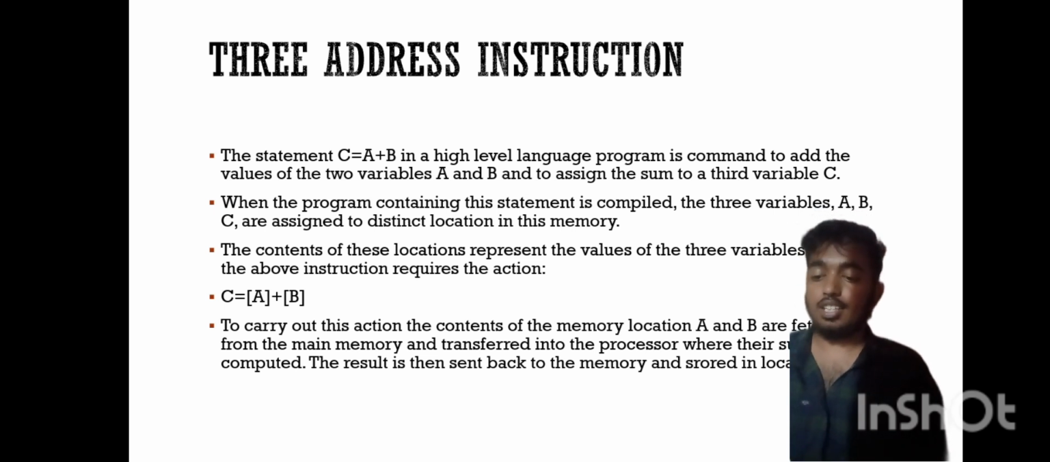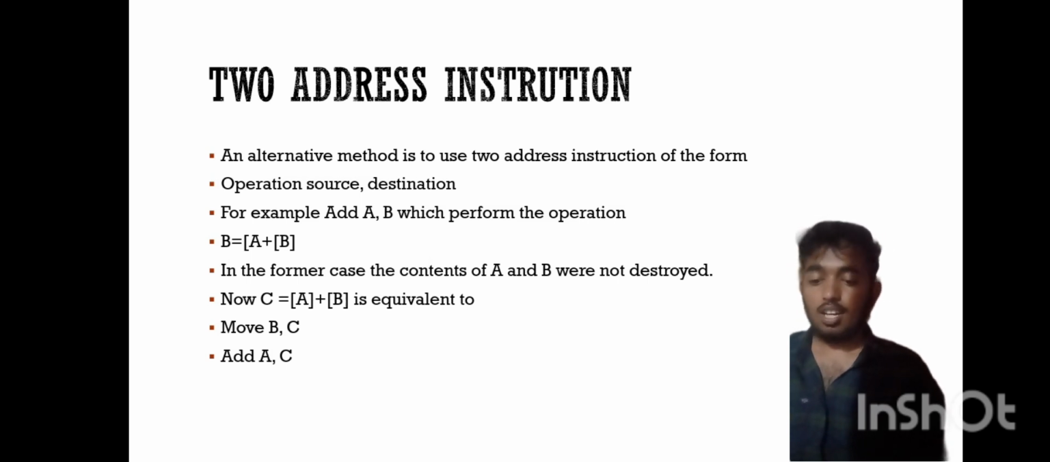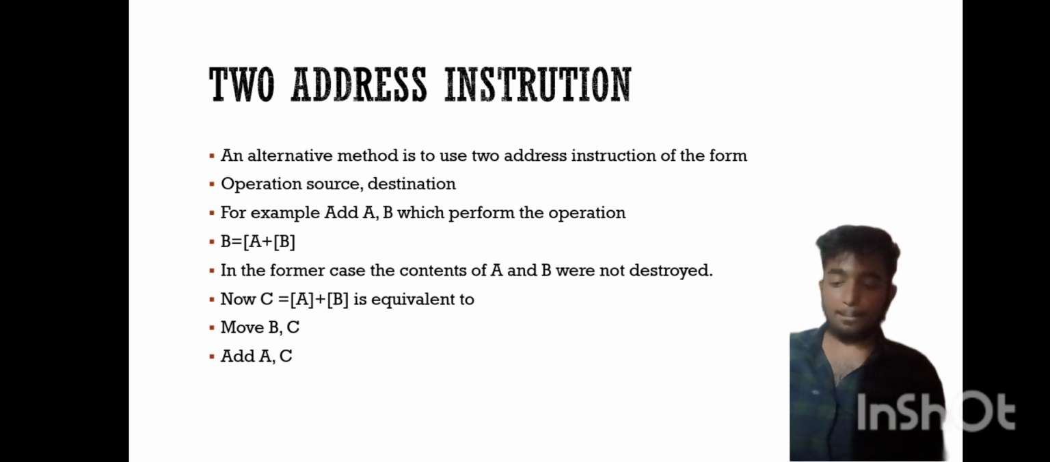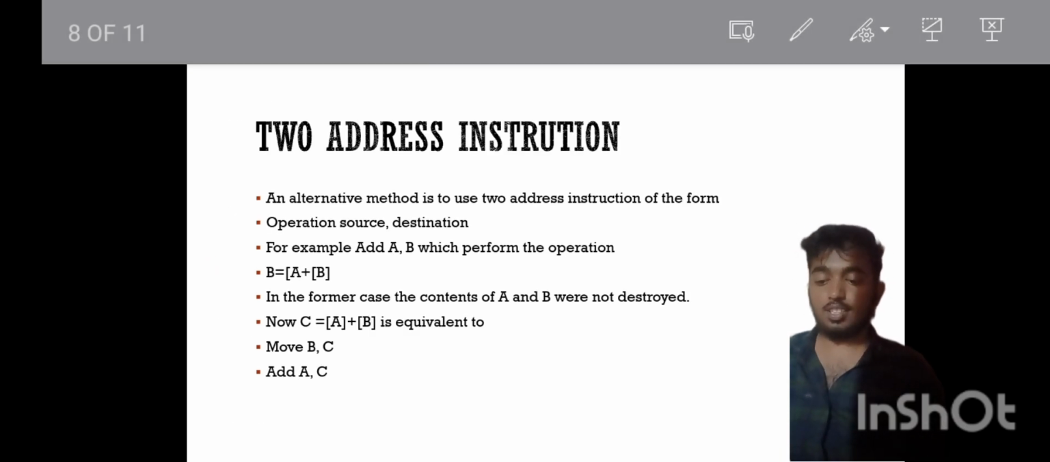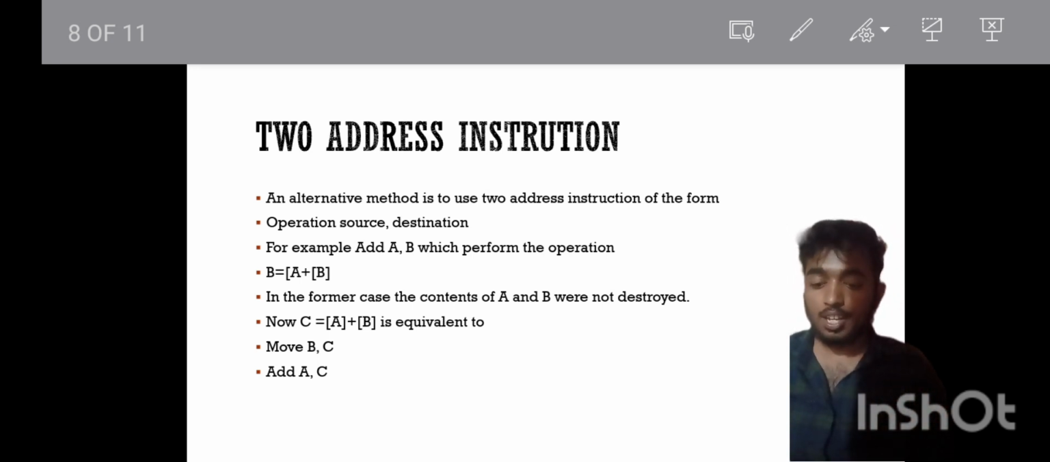The next slide is two address instructions. In two address instructions, the form is operation, source, destination. An alternative method is to use two address instructions of the form operation source, destination. For example, add A comma B performs the operation B equals [A] plus [B]. It is given in the slide.